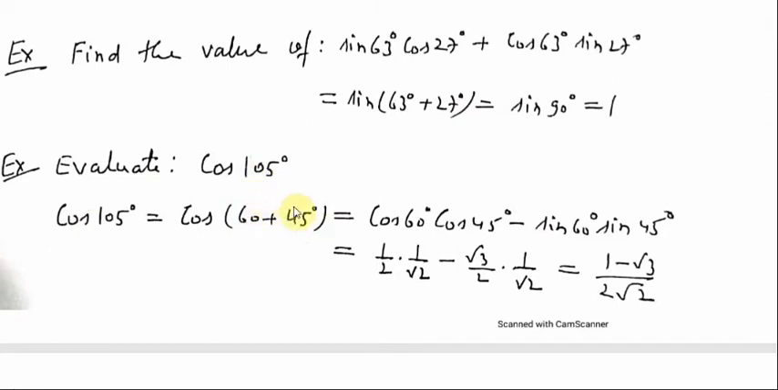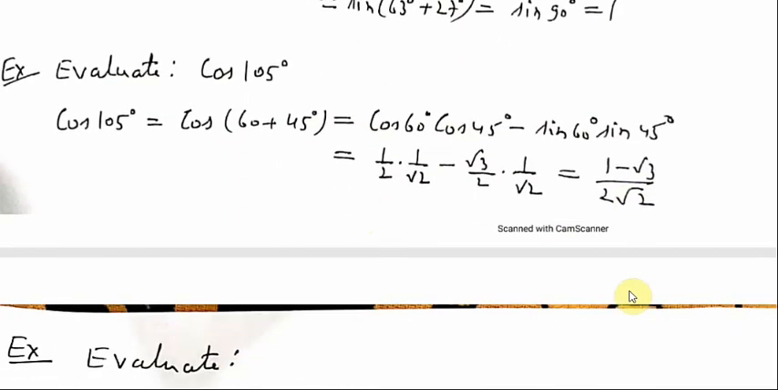So now we will use the identity for cos (alpha plus beta), that is cos alpha cos beta minus sin alpha sin beta. So cos 60 is 1 upon 2, cos 45 is 1 upon root 2, sin 60 is root 3 upon 2, sin 45 is 1 upon root 2. Now take the LCM, 2 root 2. So this is (1 minus root 3) upon 2 root 2. This is the value of cos 105.